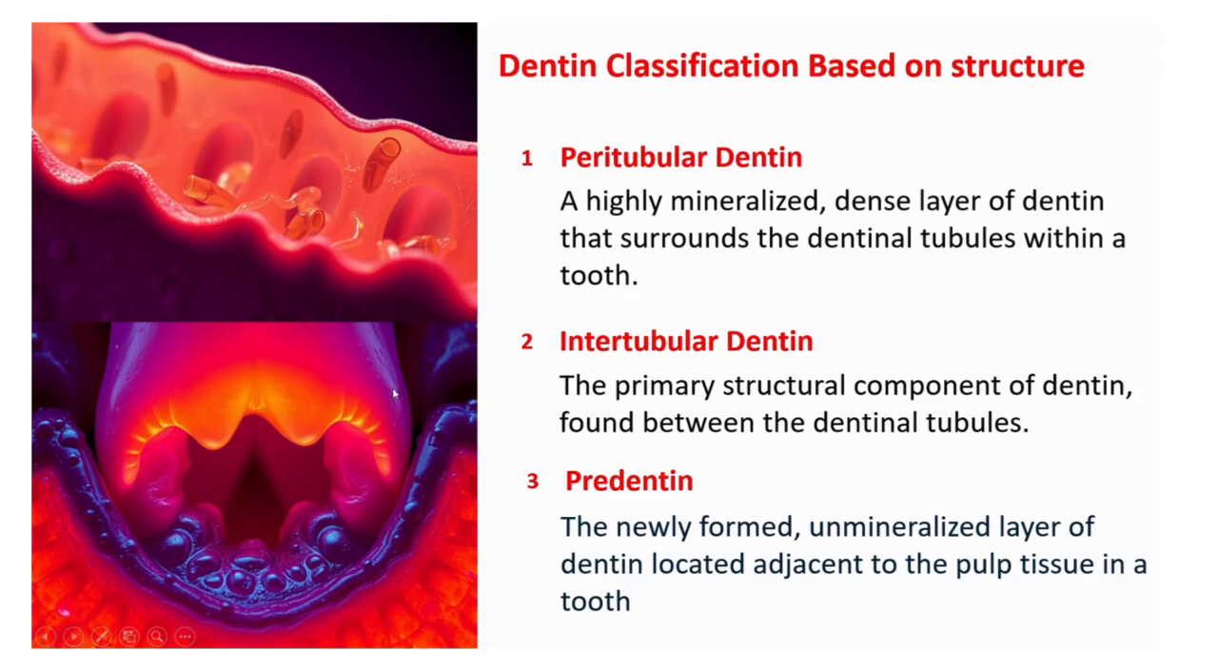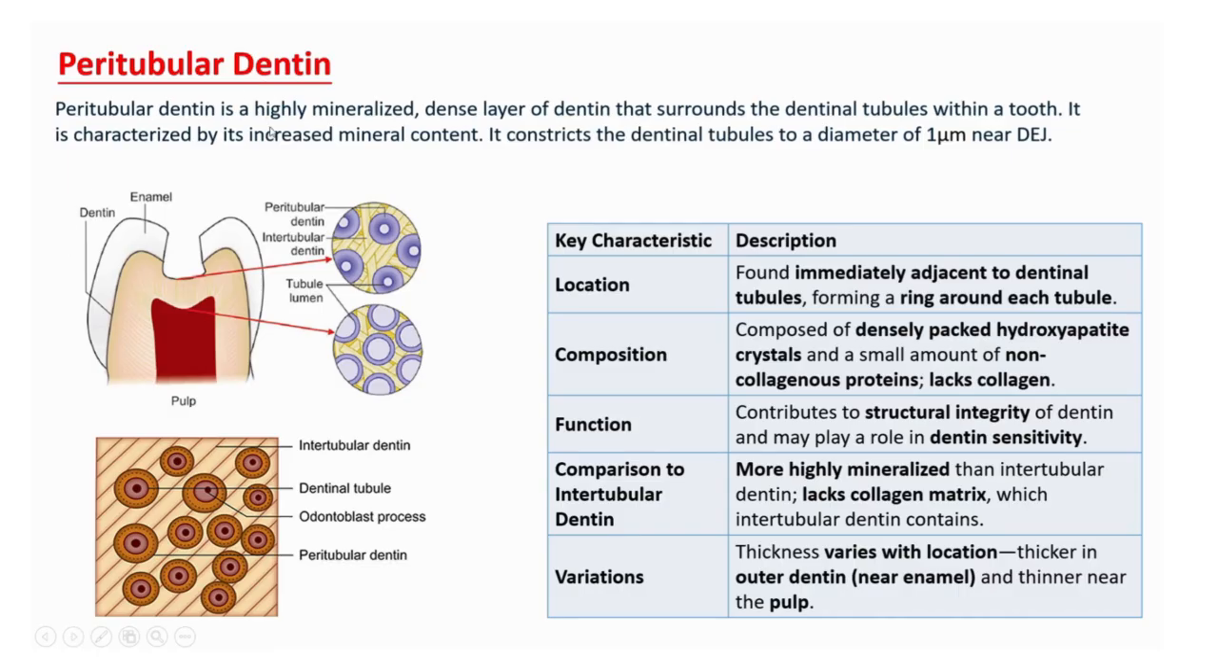Next is the classification of dentin based on structure. It is of three types: peritubular dentin, intertubular dentin and your predentin. So, peritubular dentin is a highly mineralized dense layer of dentin that surrounds the dentinal tubules within a tooth. So, in this diagram, we can see these are your dentinal tubules.